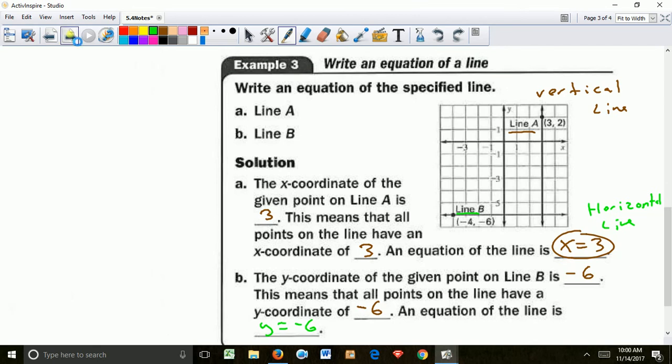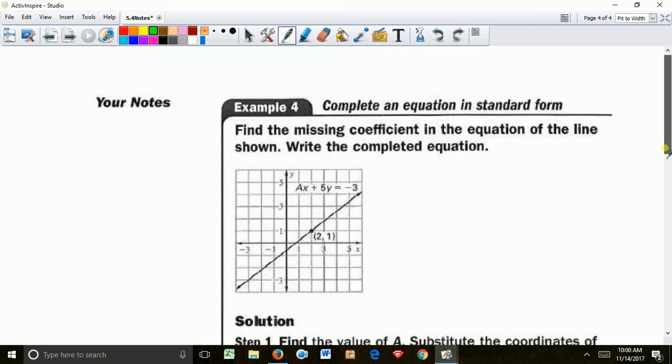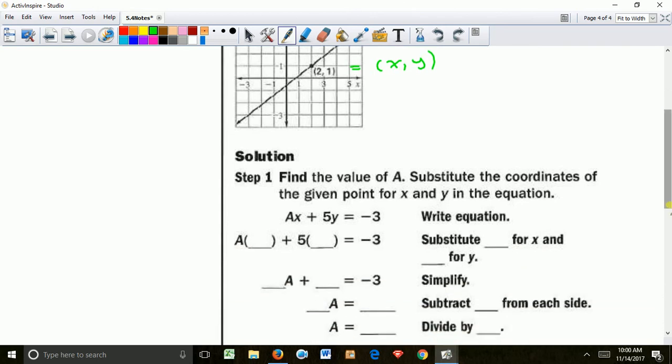Moving on to example 4. Here they want you to find the missing coefficient in the equation of the line shown, and then write the completed equation. So in this case, we have ax plus 5y is equal to -3. One thing to note is that we have a point 2, 1. So here we can find that value of a. Substitute the coordinates of the given point for x and y in the equation. So here we're going to substitute in 2 in for x, and then 1 in for y.